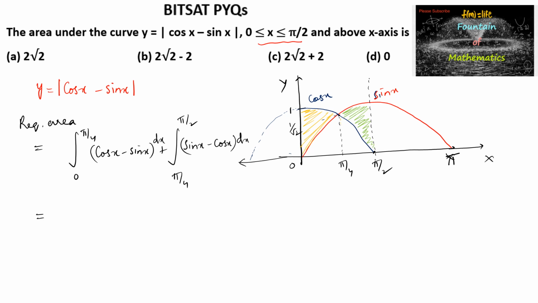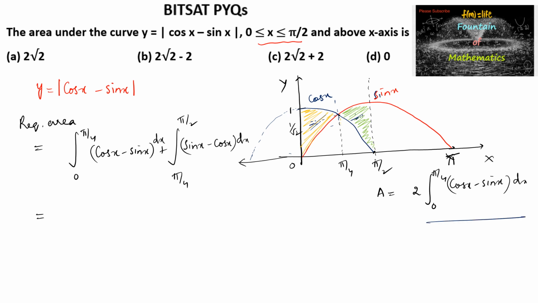Or this can also be written, required area is equal to 2 times integral 0 to pi by 4 of cos x minus sin x dx, because here we can see that these are two symmetrical portions. So the area formed here and here will be the same. So we can also do like this.